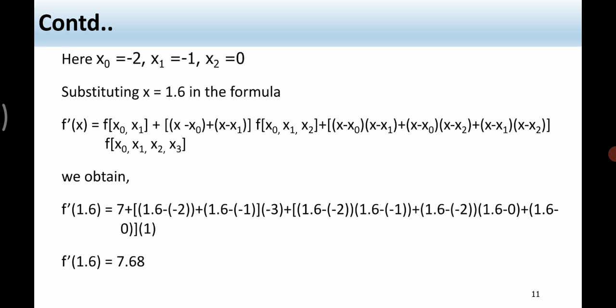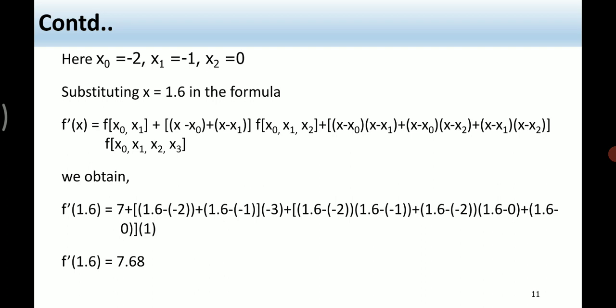Then we have to use the formula for the divided difference table, substitute the values and calculate the result. So here, according to the given data, x0 is equal to -2 and your x1 is equal to -1 and the x2 value is equal to 0. So we have to substitute x is equal to 1.6 because they asked for 1.6. You have to calculate the derivative.